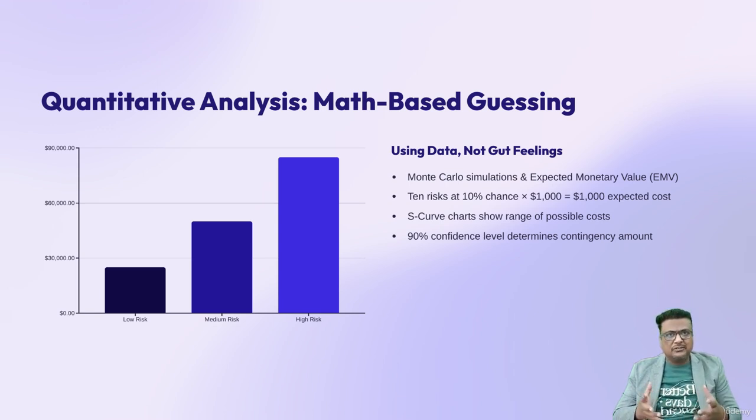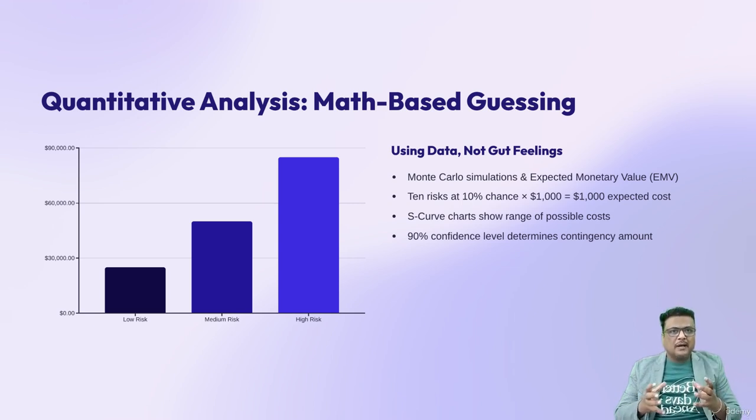If you have 10 risks and each has a 10% chance of costing $1,000, your expected cost is $1,000 total. You've likely seen those S-curve charts that show a range of possible costs. As an RMP, you look at that chart and say, to be 90% sure we finish on budget, we need a contingency of $50,000. It gives you a shield of data when you're talking to stakeholders.